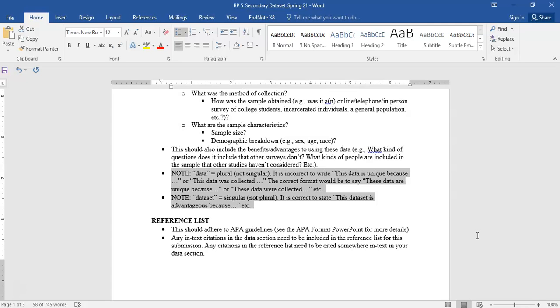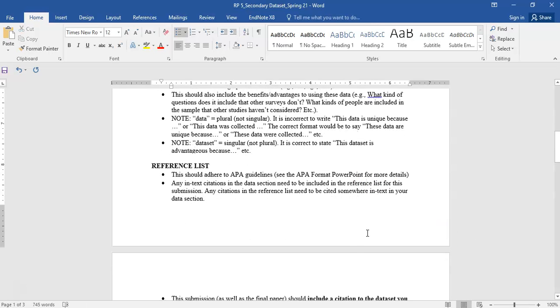And then, after describing the actual secondary data set that you're planning on using, you would then have your reference list, and in particular, the reference list, as usual, follows APA guidelines. If you have a citation in the secondary data section, then it needs to be included in a reference list here, right? And vice versa. If it's in the reference list, it should be included somewhere in the text.